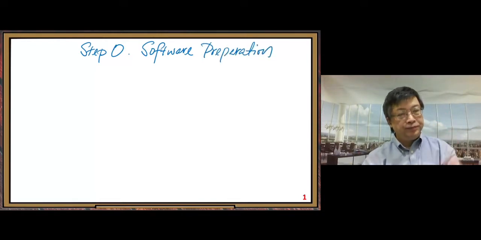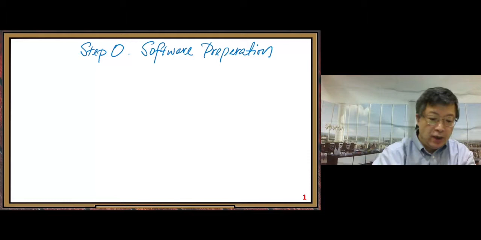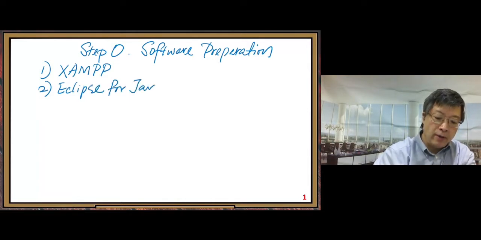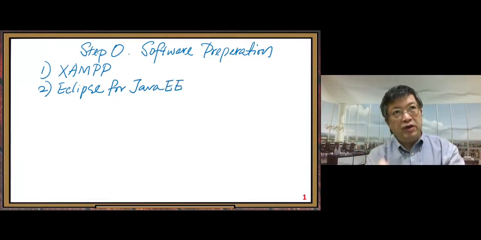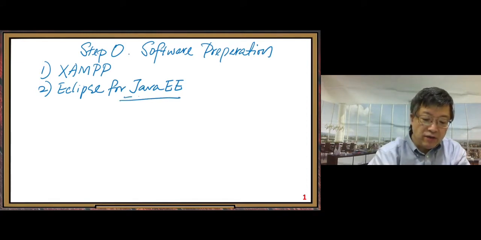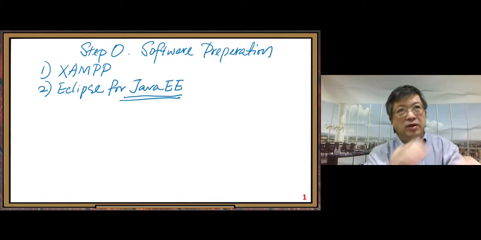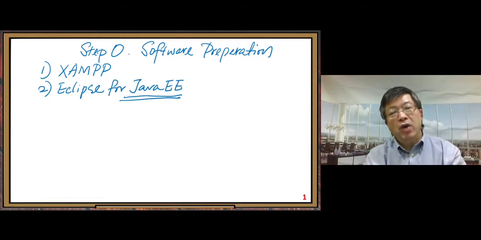We need 2 software tools. The first one, XAMPP. Second one, Eclipse for Java EE version. There are several versions of Eclipse, but you need to use the Java EE version. Do not use the Eclipse for Java developers, because that version does not include the web part, so you cannot do web development.